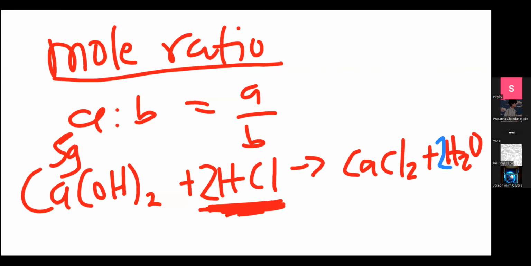Now, we have 5 grams of calcium hydroxide. So we want the number of moles of HCl. So who is helping me? Princess, solve that for me. I want you to find the number of moles. You cannot use the 5 grams. So the 5 grams is for calcium hydroxide. Tell me the number of moles of HCl and tell me how you got the answer.